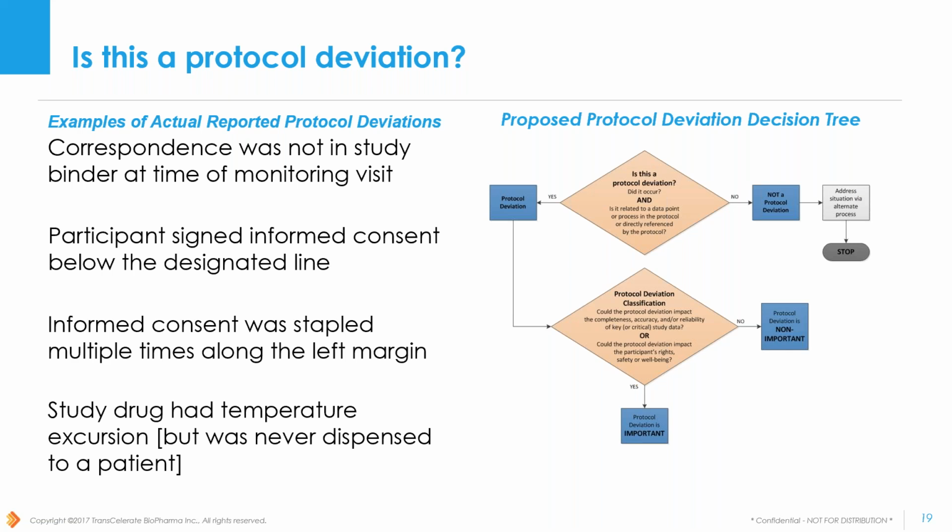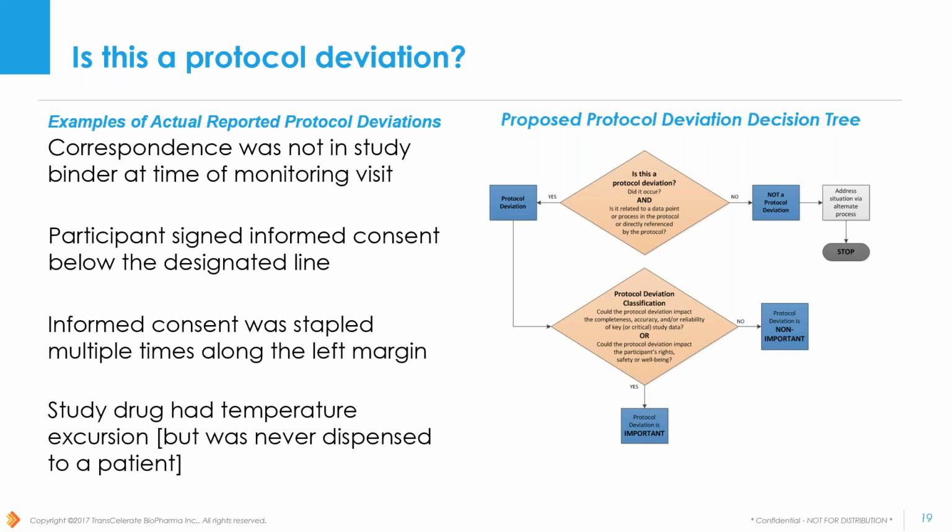So then you move on to thinking about, well, is that an important protocol deviation? So does it impact key study data or the subject's rights or safety? Yes, it's an important protocol deviation. No, then by definition, it's a non-important protocol deviation.